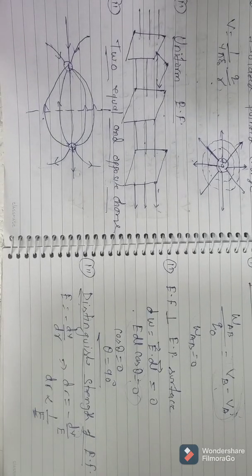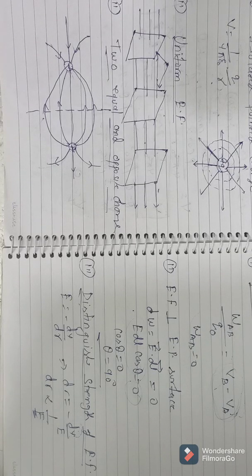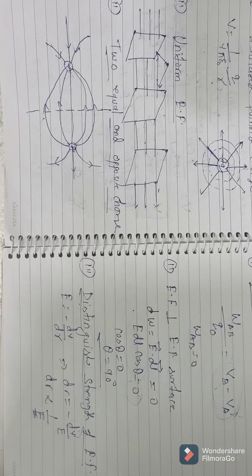Thus the spacing between equipotential surfaces is smaller in regions of strong electric field and vice versa, because the electric field and dr are inversely proportional to each other. So wherever the spacing between the equipotential surfaces is less, the strength of the electric field will be more, and wherever the spacing between the equipotential surfaces is more, the strength of the electric field will be less.